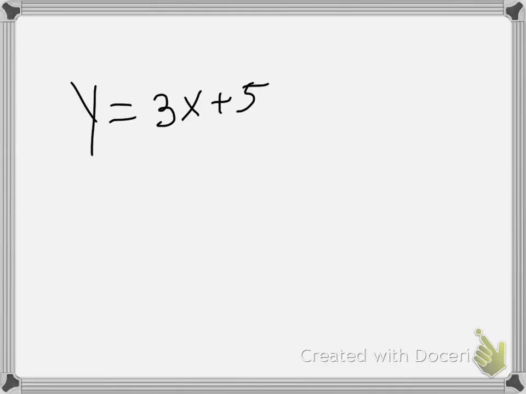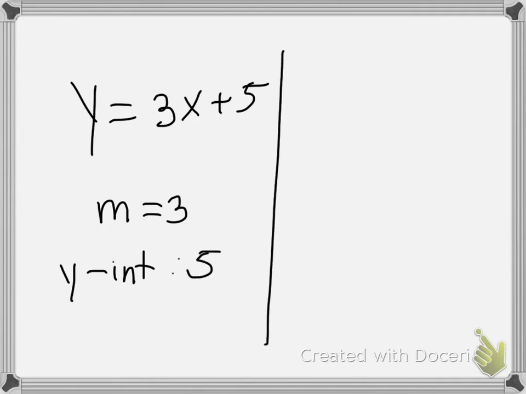Okay, Evelyn. So in this first one, if I was to ask you, what is the slope? You're gonna tell me the slope is 3, and the y-intercept is at 5, right? And the reason why that's the case is because y is already by itself, right? If you look at this, y is already by itself.